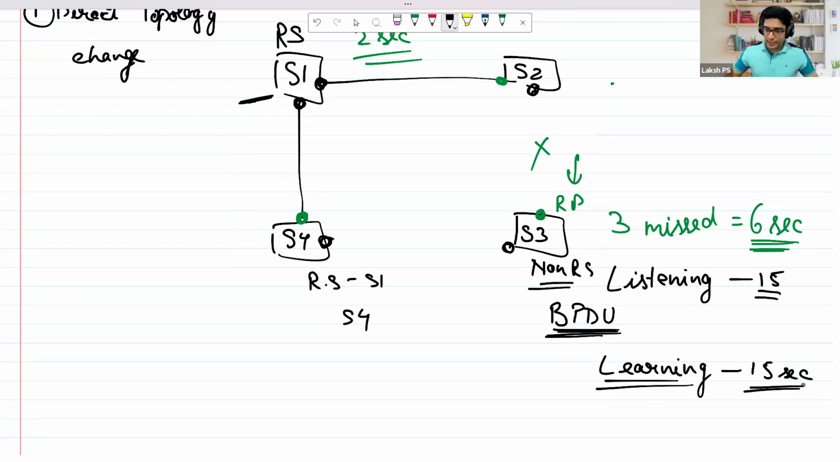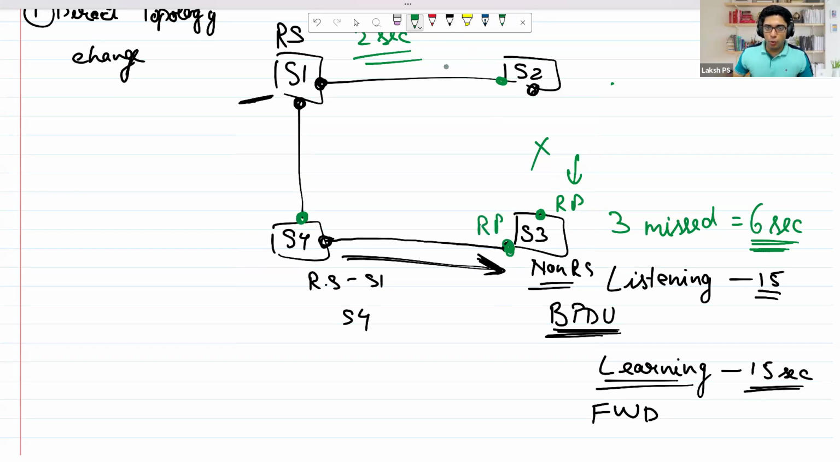For the next 15 seconds, it makes that calculation. Once that 15 seconds is over, it will now finally connect the interface with switch number 4 and move it to a forwarding state. And in this forwarding state, now because BPDUs are being received on this interface, it will convert this interface to a root port and this interface will become a block.